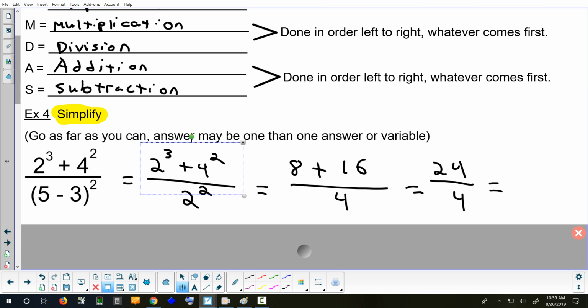And now we're at the last step of this fraction, which is basically to reduce it. What's 24 divided by 4? 6. Nice job.